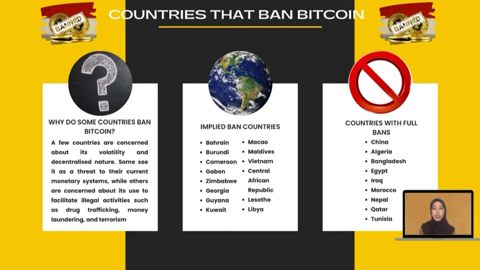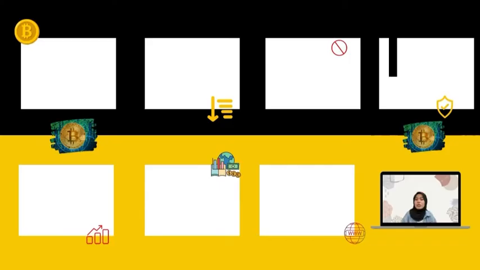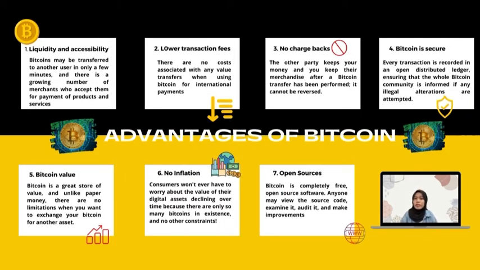As we can see in here, there are implied ban countries and also the country with absolute ban, such as China. The People's Bank of China (PBOC) banned all cryptocurrency transactions in late September 2021. The PBOC cited cryptocurrency's role in facilitating financial crime as well as its role in posing a growing risk to China's financial system. Next, we move to the advantages of Bitcoin.